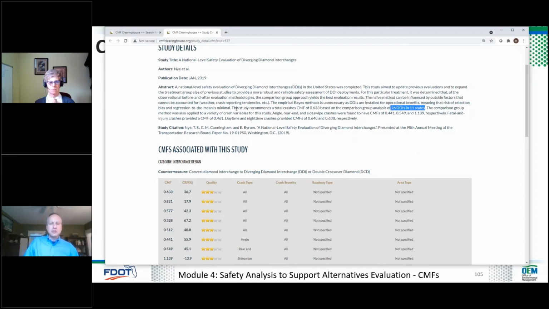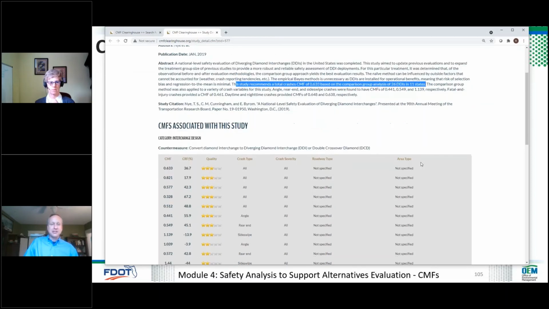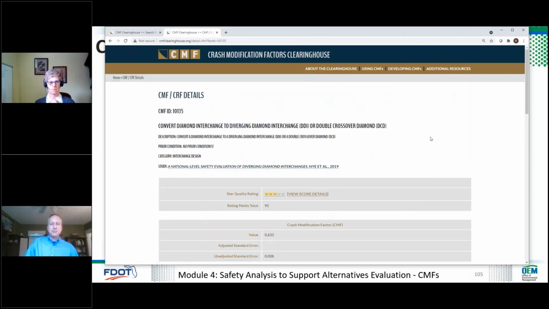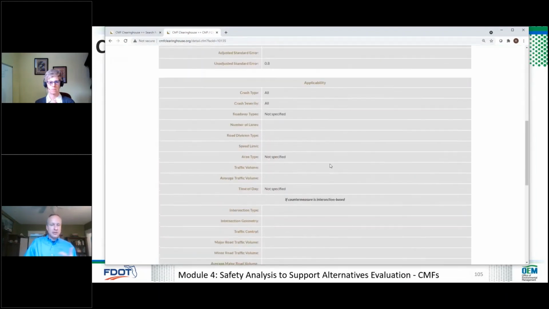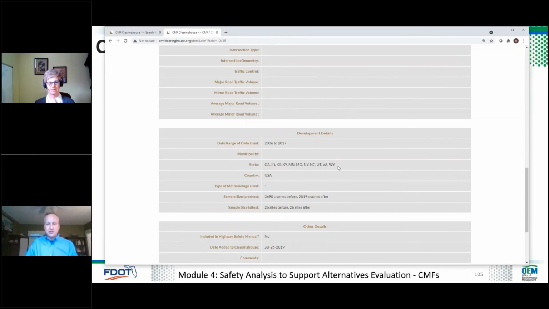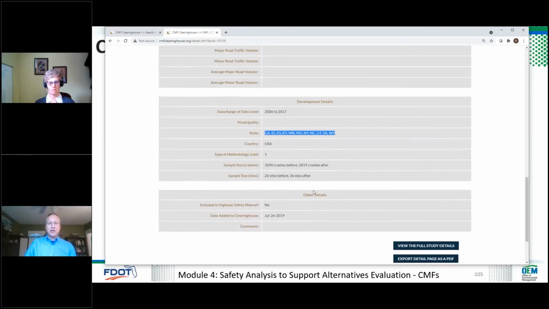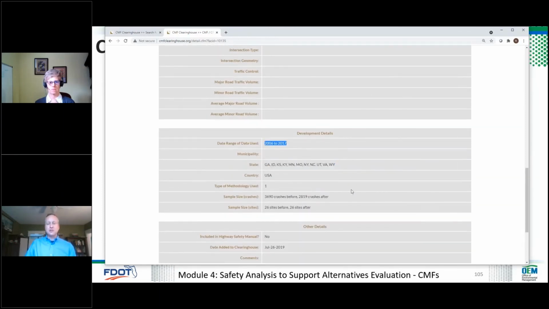But you see, this study recommends a total crashes CMF of 0.633 based on comparison groups of 26 DDIs in 11 states. So that is the number I'm actually looking for, and it's this top number here, which was all states. If you dig into these different things like Beth showed you, it'll list down here which are the states. So we've got quite a number of crashes, quite a number of locations, and a lot of states and a lot of years. It's a pretty big data set.